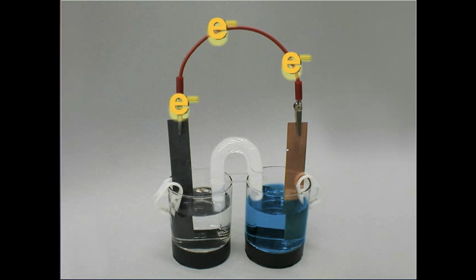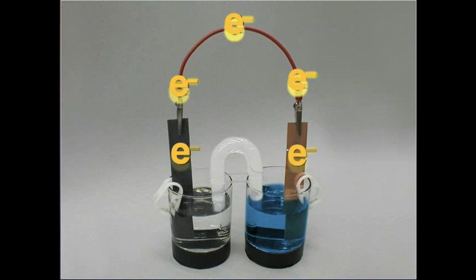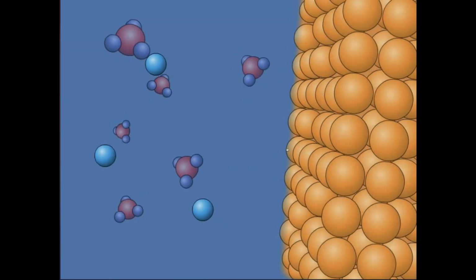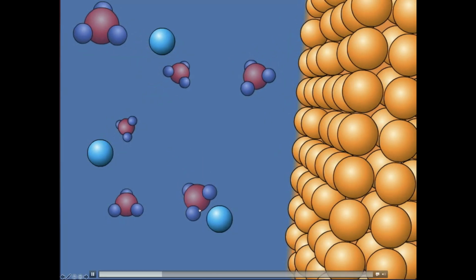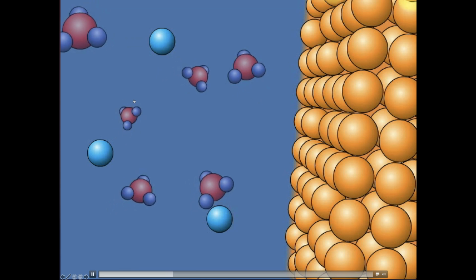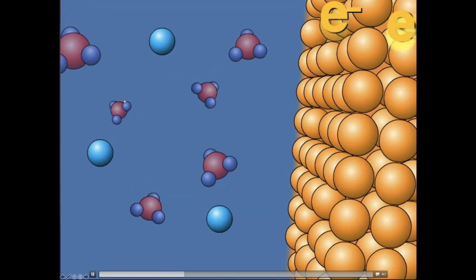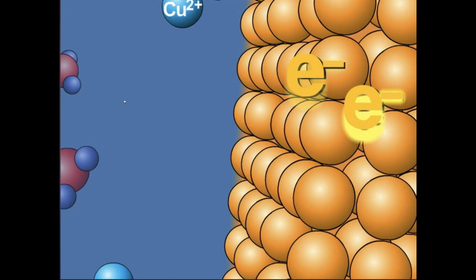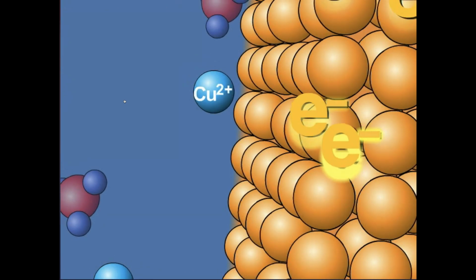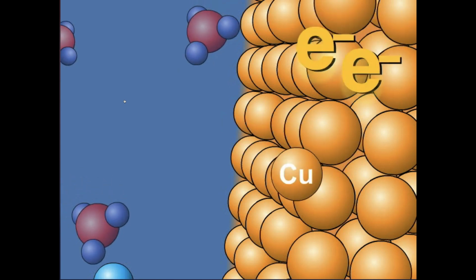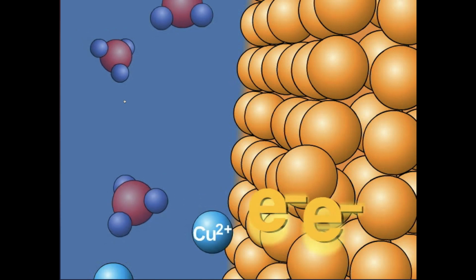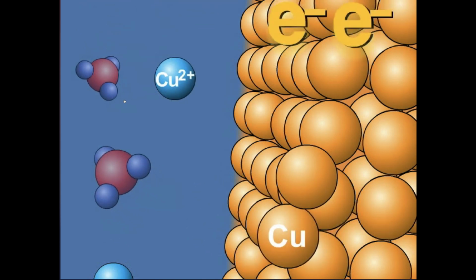So in the cathode compartment, the copper strip itself doesn't gain the electrons. What happens is the copper ions are the blue ones in solution. As the electrons travel through the metal strip, the negative electrons attract the positive copper ions. The positive copper ions gain the electrons and form solid copper, which coats onto the metal strip.